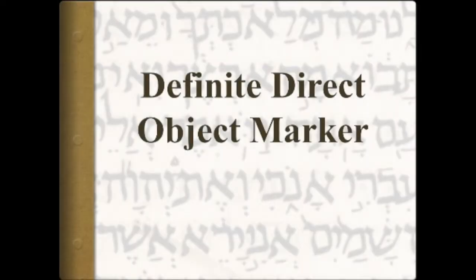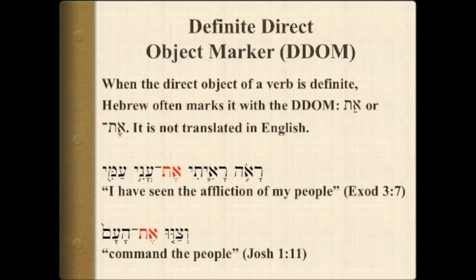One of the particles in Hebrew that you will often see is the definite direct object marker. When the direct object of a verb is definite, Hebrew often marks it with this marker. It's either et or et with a maqqef that is joined to the following noun or participle acting like a noun. It is not translated in English. Here we have a couple of examples.